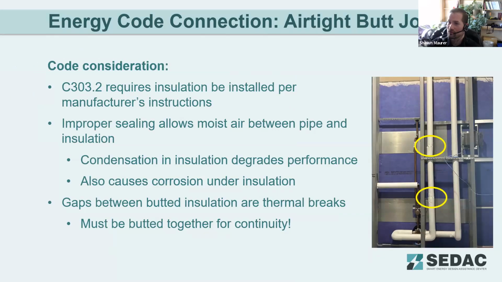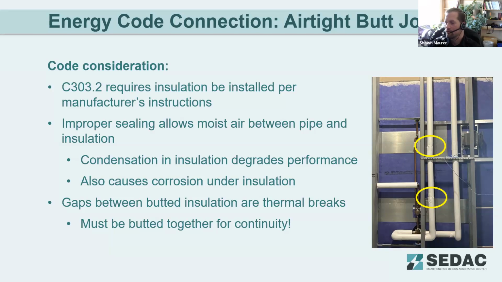For the energy code, again, we're going back to proper installation in C303.2. Where you have these joints butting together, the manufacturer's instructions detail how to keep those aligned, how to clean that surface in preparation for the taping material that gives you that air seal to make sure that stays in place. So you have to follow those instructions. And again, if you do leave a gap at those butt joints, now you've got a thermal break in that insulation where you've got a section of pipe that's not insulated. If that tape breaks at all, now you've got moisture penetration into that pipe, and now you've got a condensation under insulation potential.